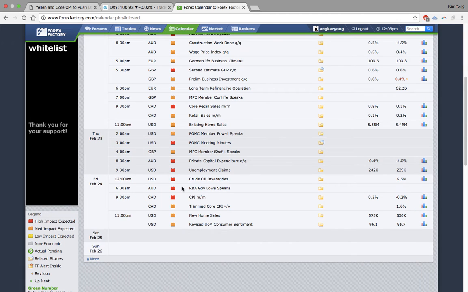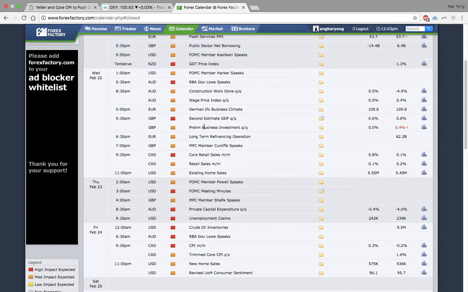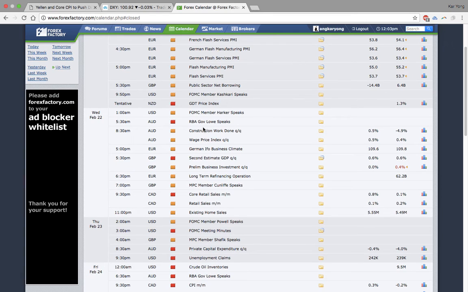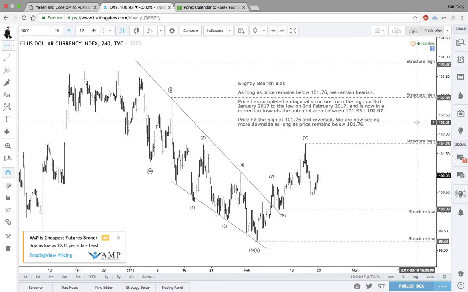After that, on Friday there is some data, but it's not a significant one. So relatively this week is pretty quiet in terms of risk events, and the focus for us is still on the dollar index.